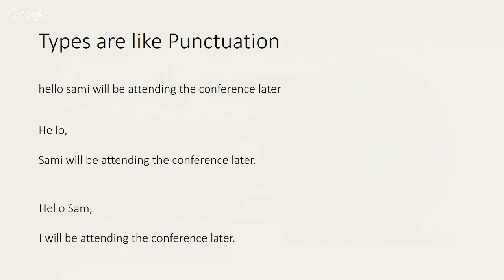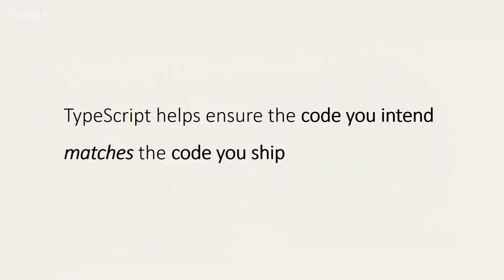All right, well, that's telling us maybe what we initially interpreted from the first statement. But if we break that up, it's the same text, really, but we've got, "Hello, Sam, I will be attending the conference later." And this is an entirely different person. So the type is kind of like the punctuation, where it really conveys a greater depth of meaning about the intent behind your sentence in this case, or your code in the TypeScript case. So as I mentioned, TypeScript helps ensure that the code you intend matches the code that you ship.